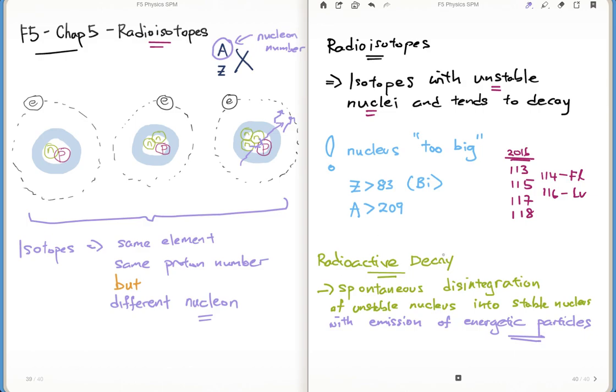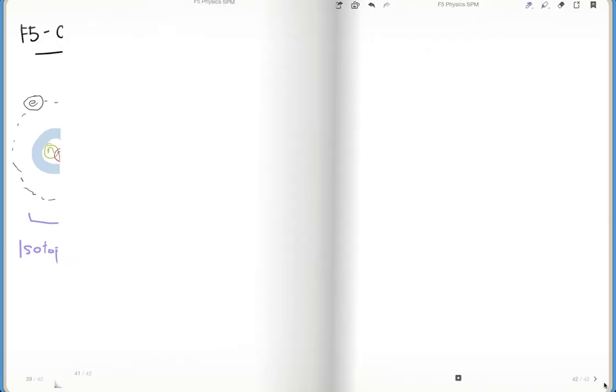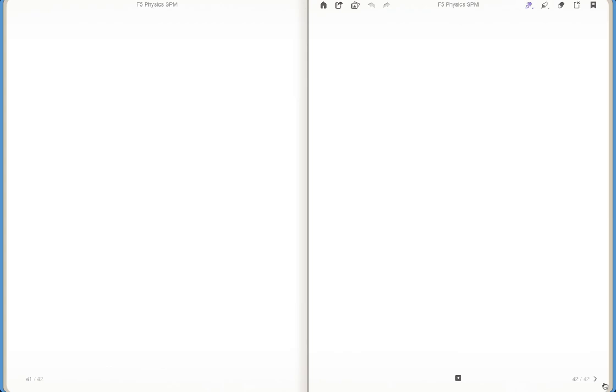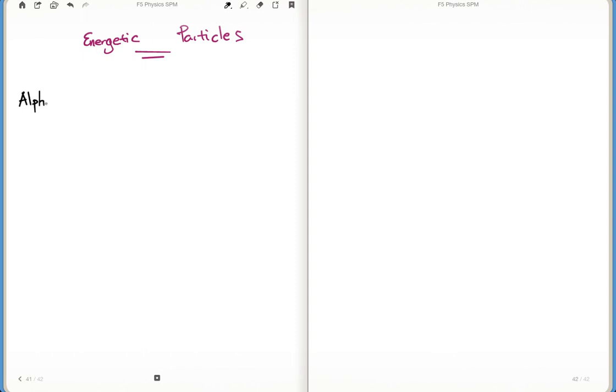Okay, the first thing you will learn from decay is called the energetic particle, or the radiation particles. Let's use the word energetic particle. There are only three types. Okay, the first type is called alpha, symbol alpha.